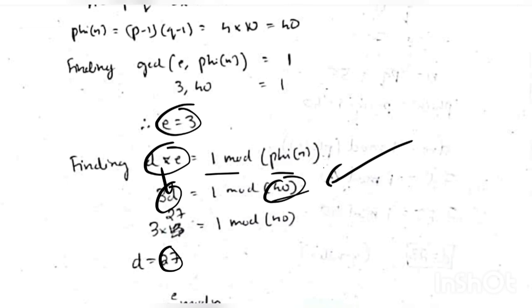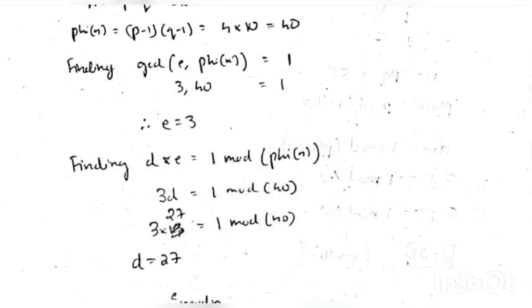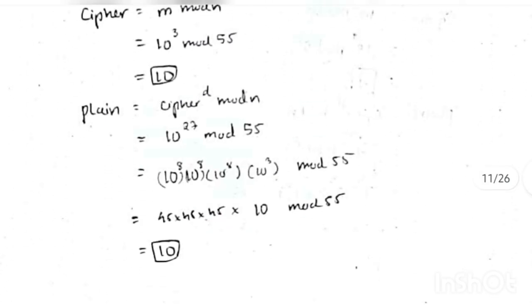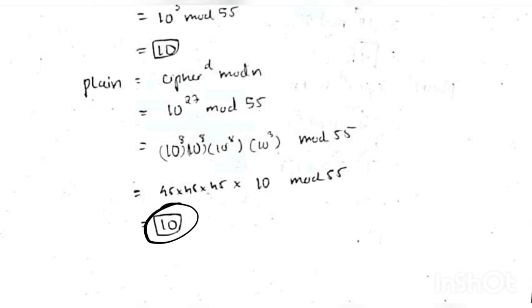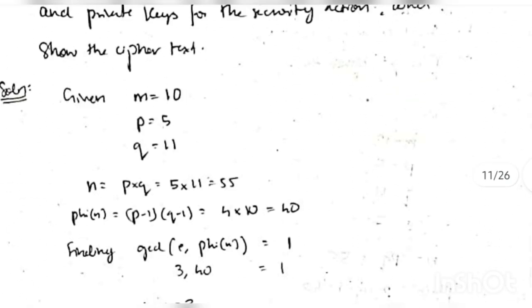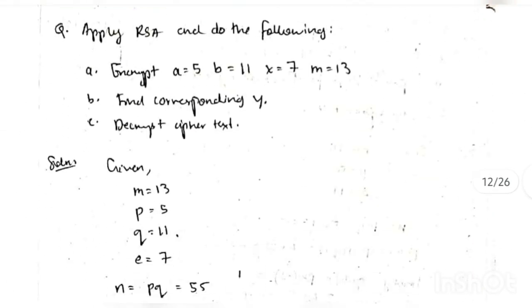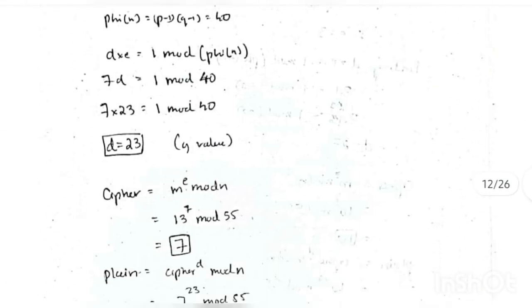If you want to know how we actually got 27 here, there is a formula. Please watch the video of RSA, where I have explained it in detail. After you get the value of D, find the ciphertext and plaintext: M power E mod N and cipher power D mod N. Here you will get the same answer as before. The 10 was the message initially sent, so I am getting 10 here. So that's it for RSA, and here also you will be doing the same thing. You can go through it.